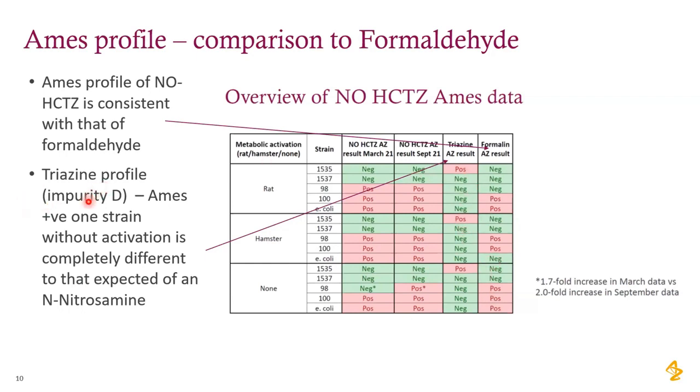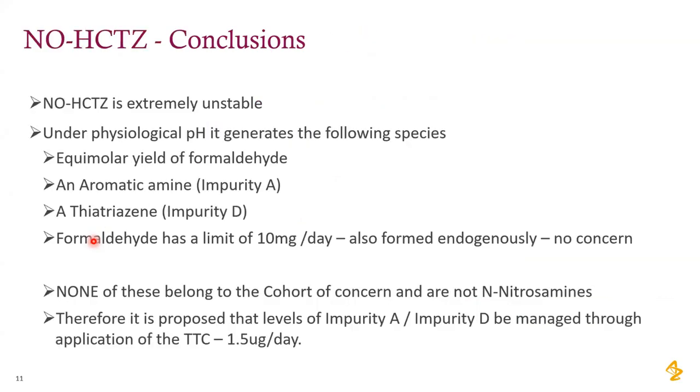We also tested in the Ames study one of the other degradants, so we got an authentic sample of the trizine. That again is actually Ames positive, but this is without activation. So it is completely different to the profile of a nitrosamine, and more obviously as well, it's not structurally similar to a diazonium. So what are the conclusions?